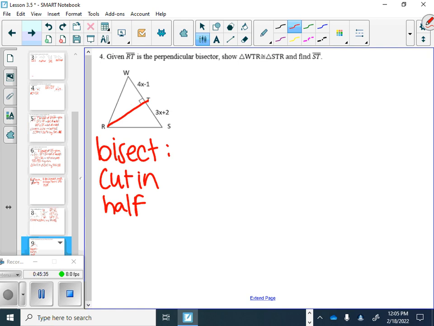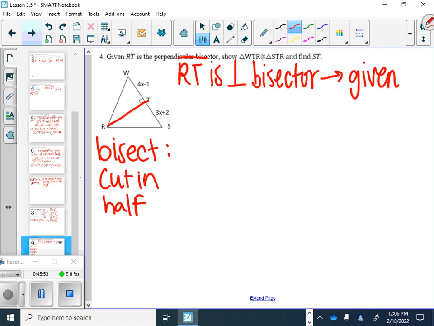Okay, so I was given that RT is the perpendicular. Remember perpendicular, the symbol for it is an upside down T. We talked about that real briefly. So upside down T, perpendicular. So RT is a perpendicular bisector, and I was given that. Alright, so I need to show that these triangles are congruent, and then I need to find side ST, but we'll figure that out in a minute.